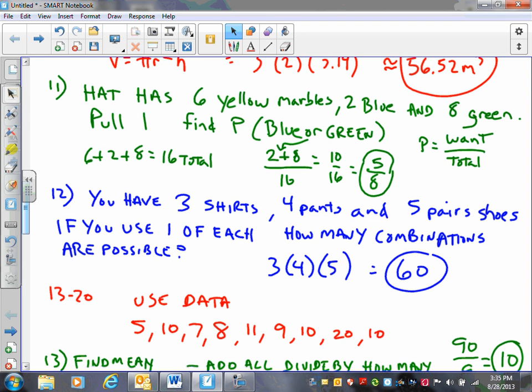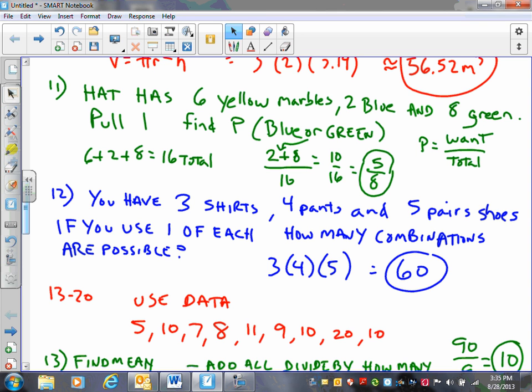So the first thing you have to do is add up 6 plus 2 plus 8 to find the total is 16. That goes on the bottom. Since it says blue or green, or means we have to add the blue number, which is 2, and the green number, which is 8, we get 10 over 16. You put 10 over 16 in the calculator, it will reduce it automatically to 5/8.